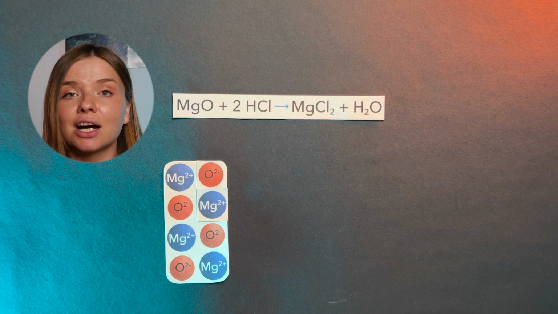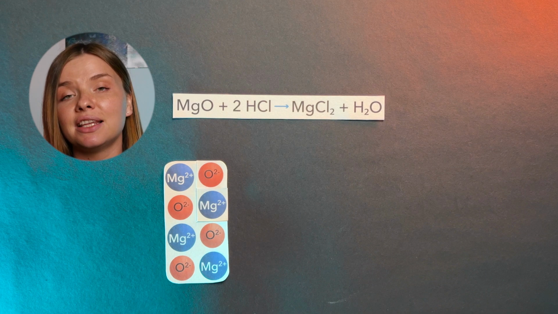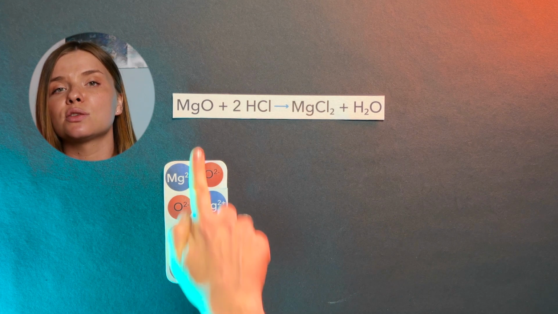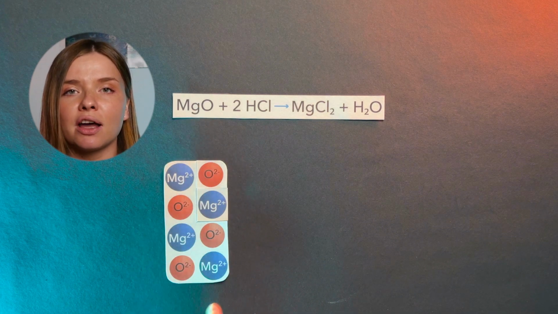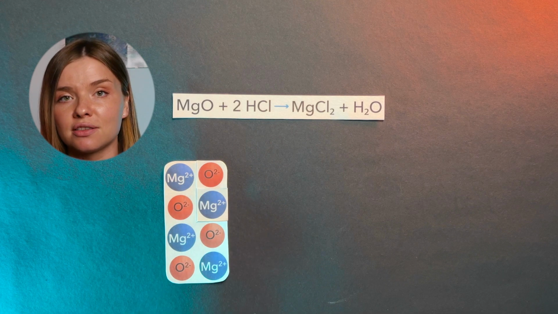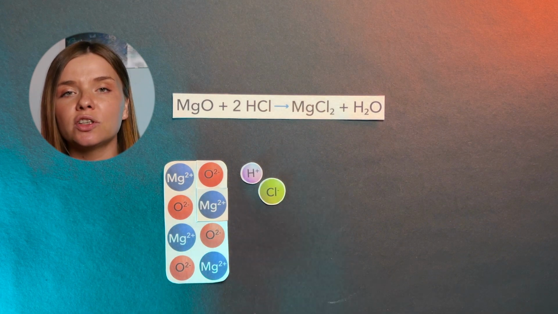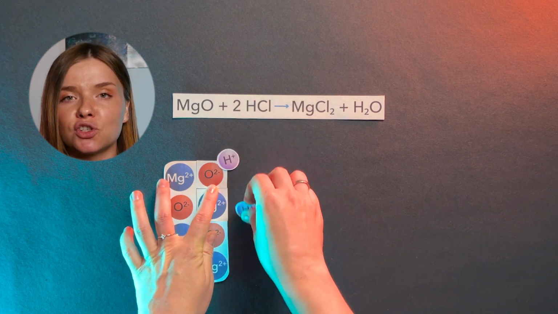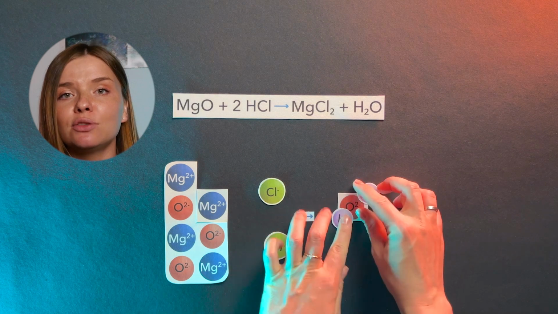And now let's see how this reaction occurs. Magnesium oxide is insoluble, so I will represent it as a solid substance where magnesium ions are bonded ionically with the oxygen ions. Hydrogen chloride in the water acts as a proton donor. The protons combine with the oxygen ions from magnesium oxide to form water.